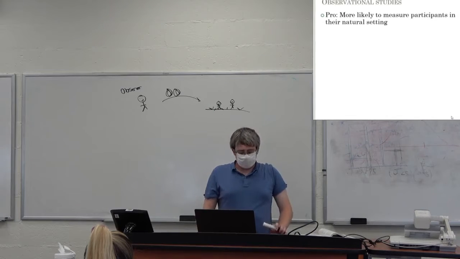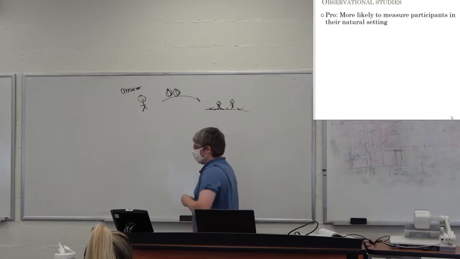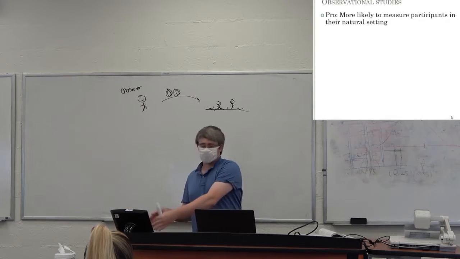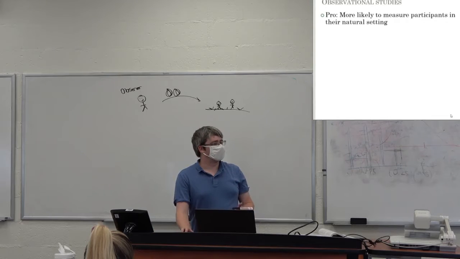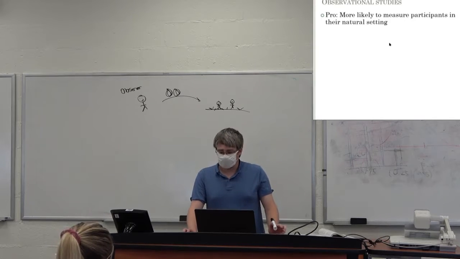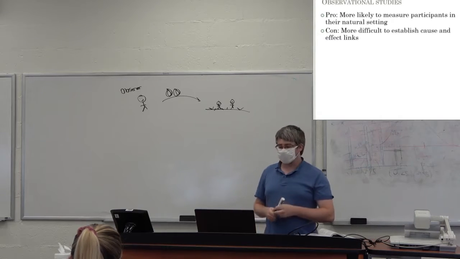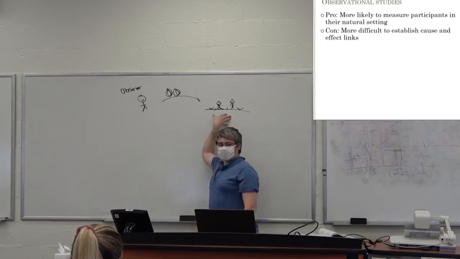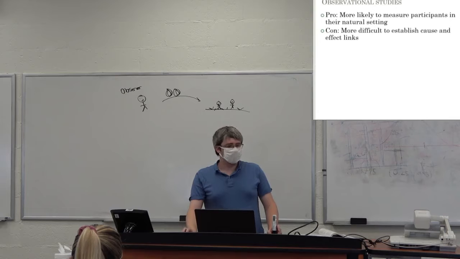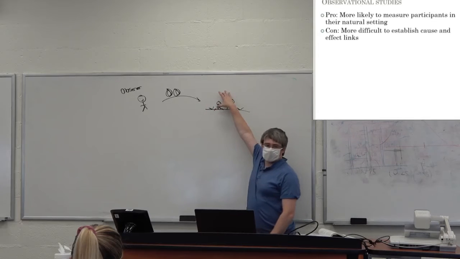And so one positive of this is that you're more likely to measure participants in their natural setting. So if you have an experiment, you're taking people out of their natural setting, out of their homes, bringing them to some central location, and literally testing on them. And so if it is important to understand the natural setting, then you should do an observational study. But the downside is that you can't really establish any cause and effect links. You can really only observe what they're doing, what's going on, what the relationships are, and if they're really associated. So you can't really do any type of cause and effect because there might be other variables that are influencing their natural environment.